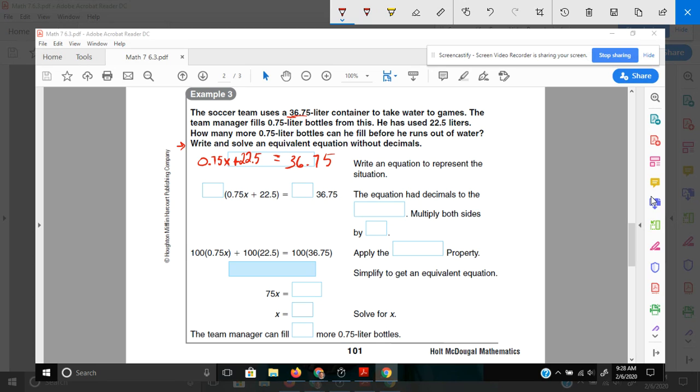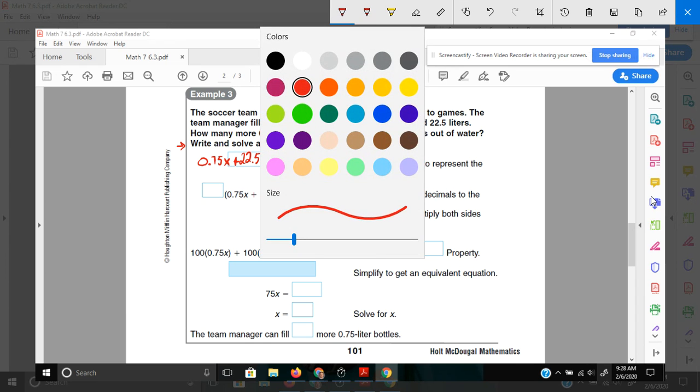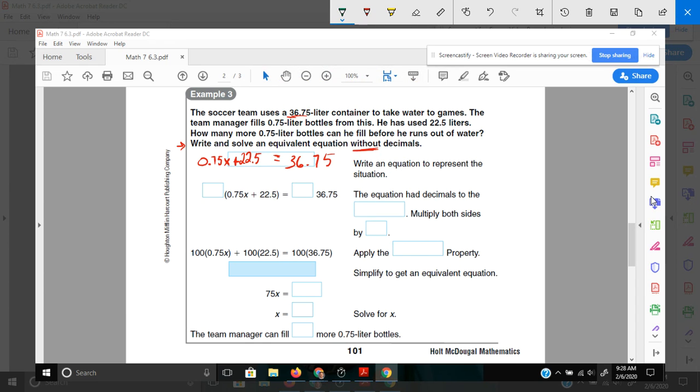Okay, so now it wants us to write an equation without decimals. So I'm going to have to multiply this. In the last equation, I multiplied it by the least common multiple. Here, where I have decimals instead of fractions, I'll just multiply. Use the equation that has decimals to the, and that would be, I have tenths here, and I have hundredths here, and that's the biggest.